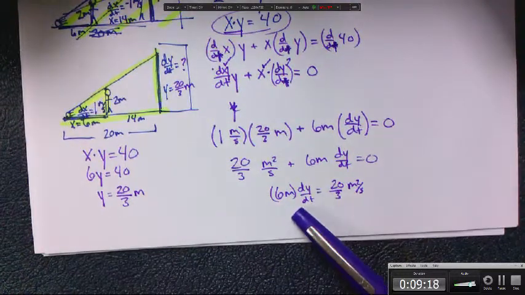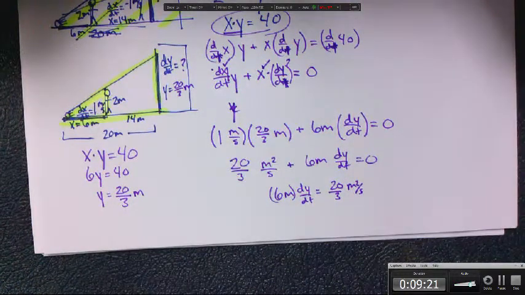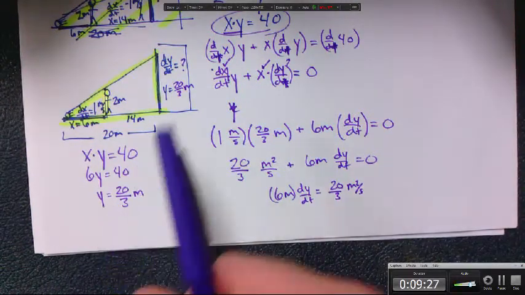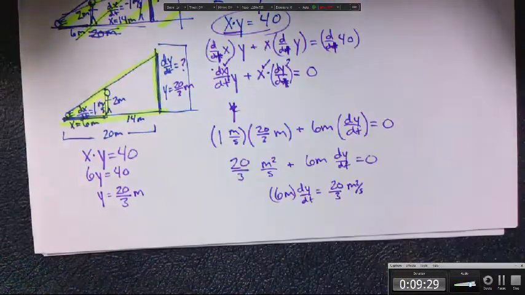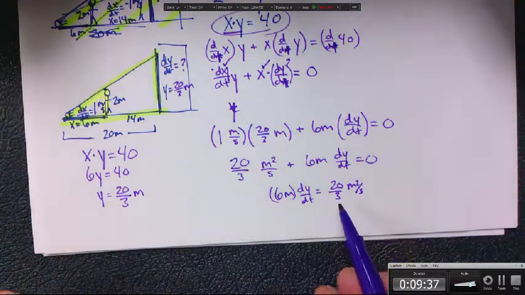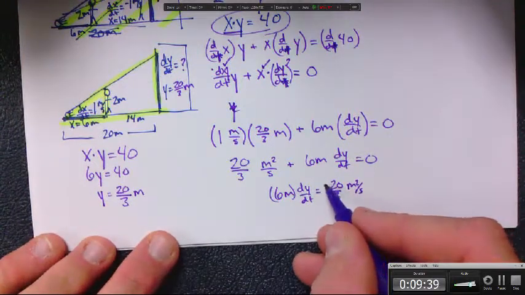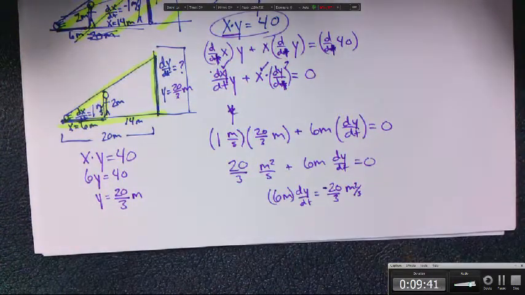How do we solve for dy dt? Negative 20 over 3? No, y is actually a measurement, not a speed. So the y is actually the side length. Okay, I see what you're saying. You're saying, should this be a negative right here? Yes, you're right. I thought you meant, should our answer for y be negative? You're exactly right.